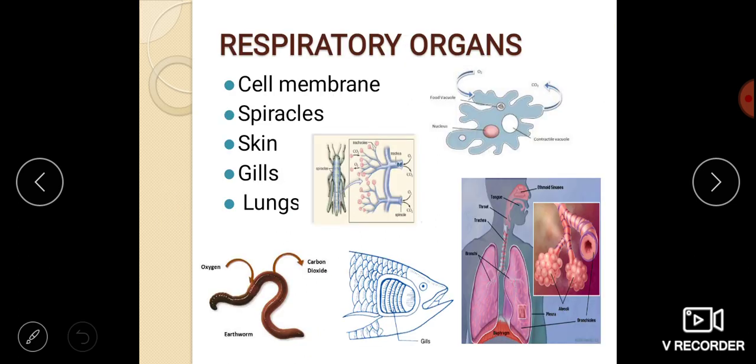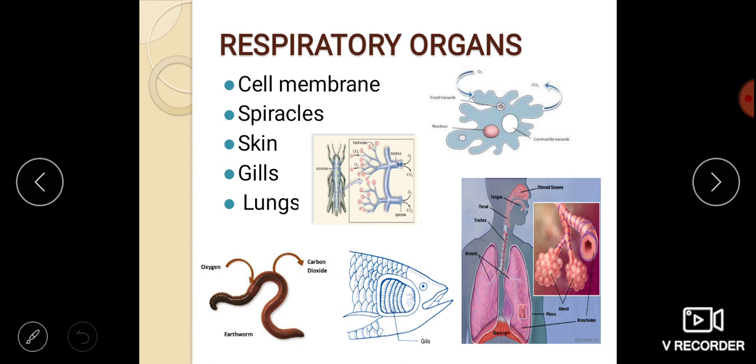Now, respiratory organs. Different organisms have different types of organs for respiration. Starting with protozoa, especially the amoeba, you can see the amoeba is a unicellular, aquatic organism. It respires only by means of its cell membrane. So the air rich in oxygen diffuses through the membrane into its cell, and the carbon dioxide from the body diffuses into the environment.